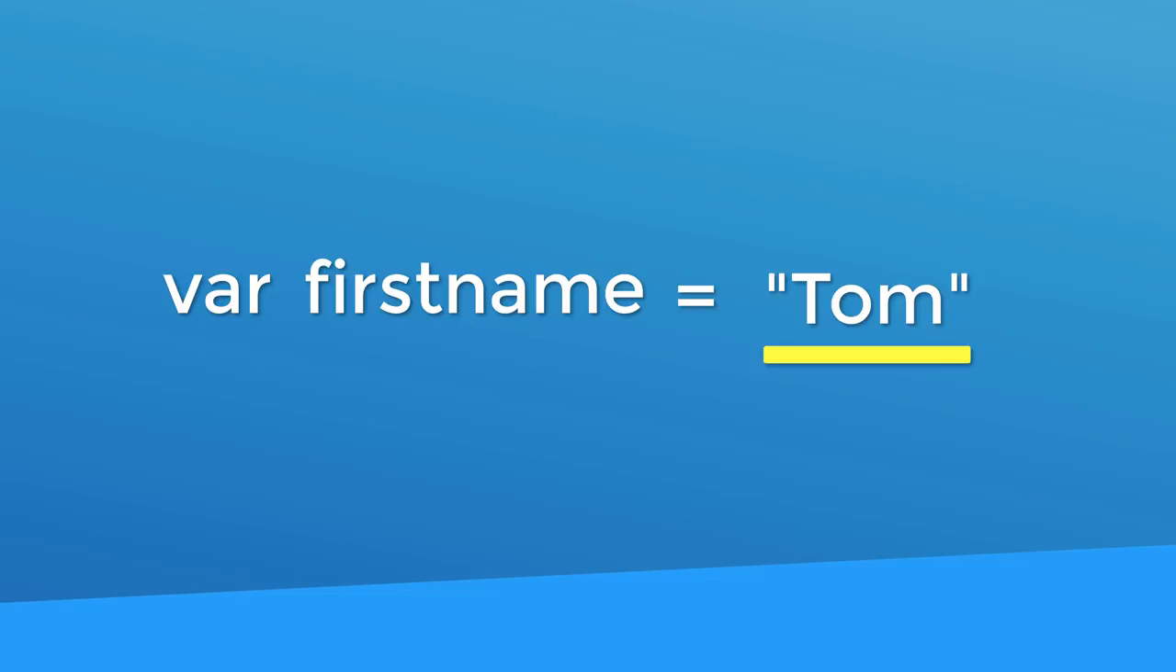We've got a piece of text data, Tom, and we need a variable to keep track of it. So we're declaring a new variable using the var keyword, and we're calling this variable firstName. Then we're using the equal sign to assign that piece of text data to this firstName variable. Now let's jump back into the playground and try this out.